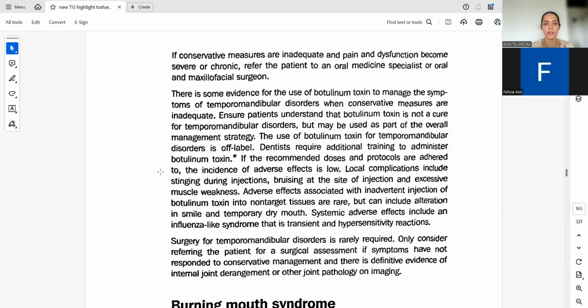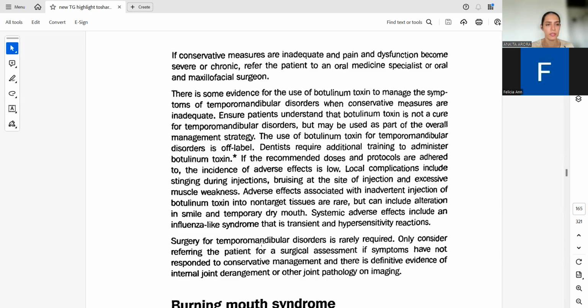Local complications include stinging during injections, bruising at the site of injection, and excessive muscle weakness. Adverse effects associated with injection of botulinum toxin into non-target tissues are rare, but can include alteration in smile and temporary dry mouth. Systemic adverse effects include a transient influenza-like syndrome, and hypersensitivity. Reactions can happen with this botulinum toxin.